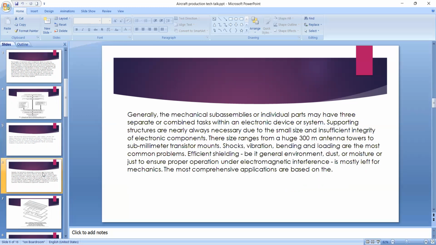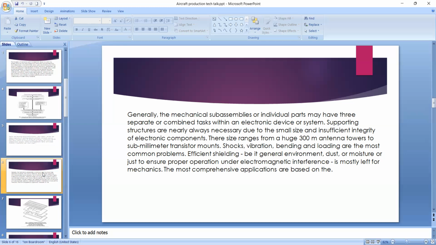The mechanical subassemblies or individual parts may have three separate and combined tasks within an electronic device or system. Supporting structures are nearly always necessary due to the small size and insufficient integrity of electronic components. Their size ranges from huge 300 meter antenna towers to sub-millimeter transistors. Mounts, shocks, vibration, bending, and loading are the most common problems.